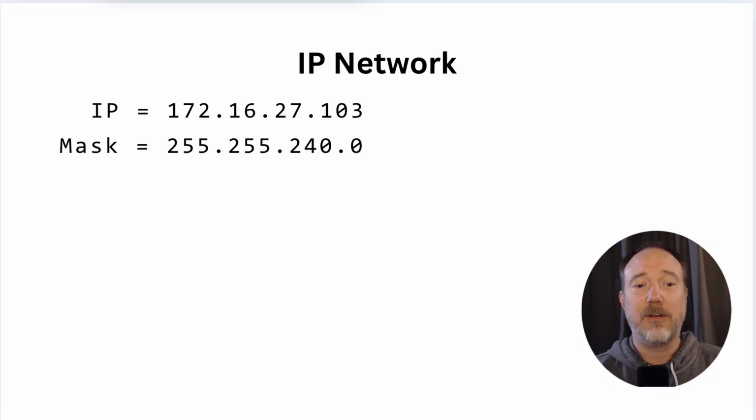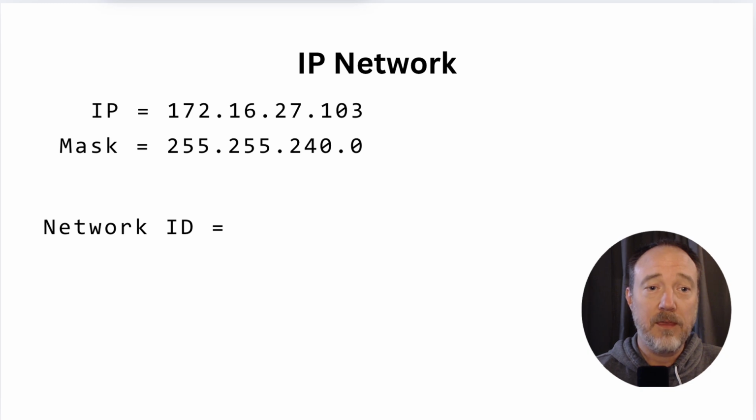So now let's find the network ID by using the same process we did before. So this time the transition from network bits to host bits happens in that third octet. That means only the first two octets of the IP address are going to be the same for the network ID.